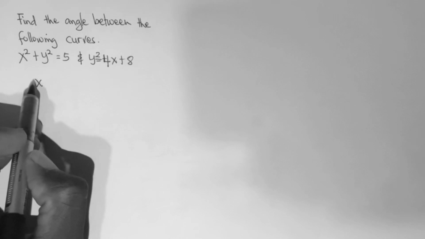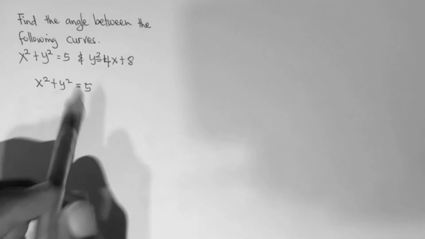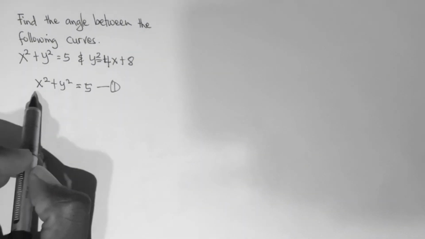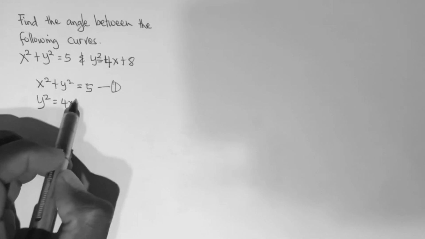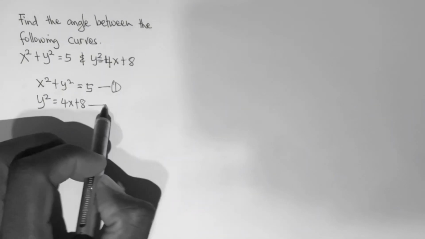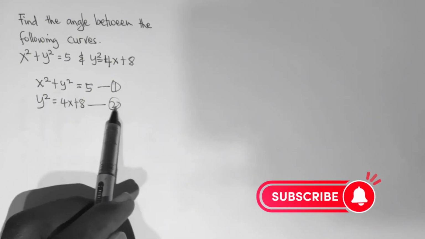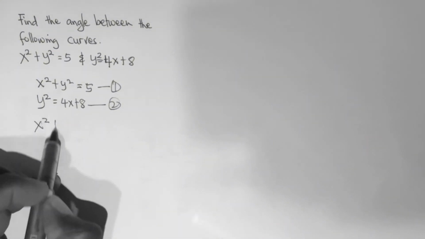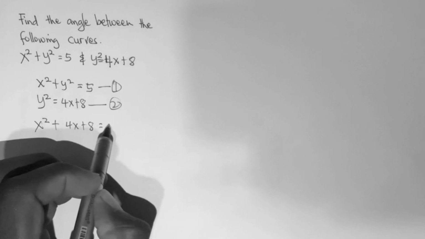So now, let's say that x squared plus y squared is equal to 5. Let's label that as equation 1. And then y squared equals 4x plus 8. Let's label that as equation 2. Now, since there is y squared here, we can substitute equation 2 into equation 1. So it becomes x squared plus 4x plus 8 is equal to 5.